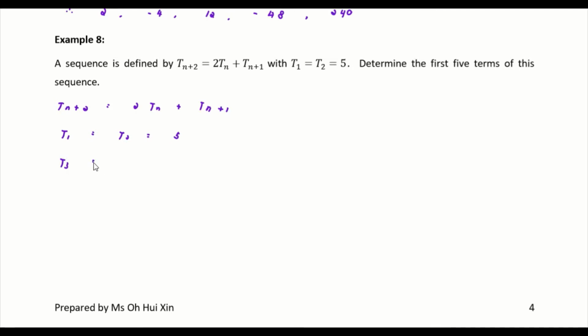Okay, so for T3, you can see n plus 2 is now represented by 3. So what's your n? It's going to be 1, because 1 plus 2 equals 3. Am I right? So that's why 2 times T1 plus T2. Because n plus 1 means 1 plus 1, so equal to 2. T1 is 5, T2 also is 5. So 10 plus 5, that's 15. Then the next one, let's look at T4. So n plus 2 equals 4. So your previous two terms are going to give you 2 and 3, right?